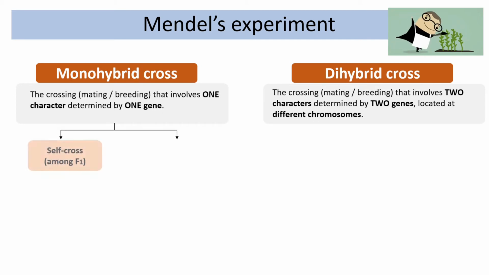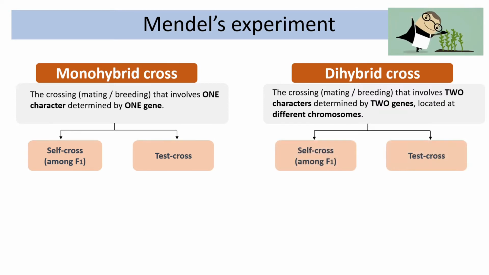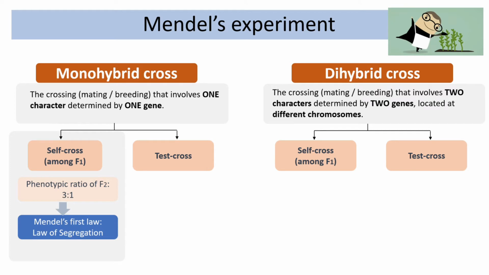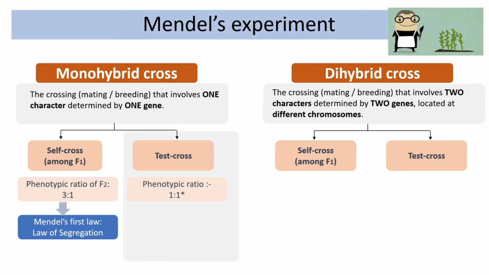For each monohybrid and dihybrid cross, Mendel conducted a self-cross and a test cross. In the monohybrid self-cross among F1, or first generation, Mendel found that the phenotypic ratio of F2, or second generation, is 3:1. From the findings, Mendel proposed his first law, which is the law of segregation. In the monohybrid test cross, Mendel found that the phenotypic ratio is always 1:1, if the dominant phenotype is heterozygous.